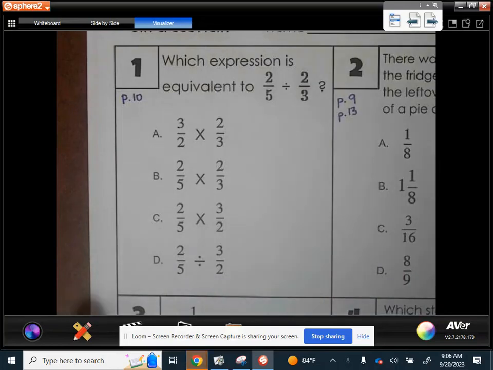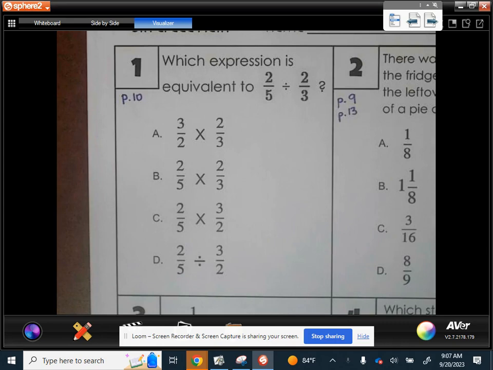Okay, tomorrow we have our test over this second unit, which is about multiplying and dividing rational numbers, so fractions, decimals, or fractions and decimals together. So let's go ahead and look at number one. Which expression is equivalent to 2/5 divided by 2/3?